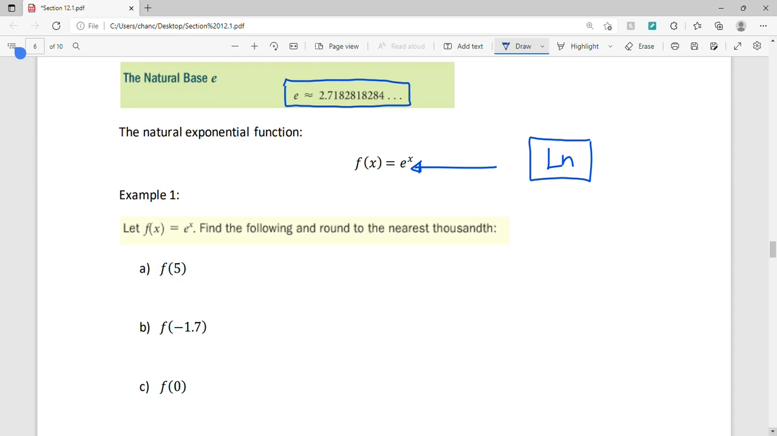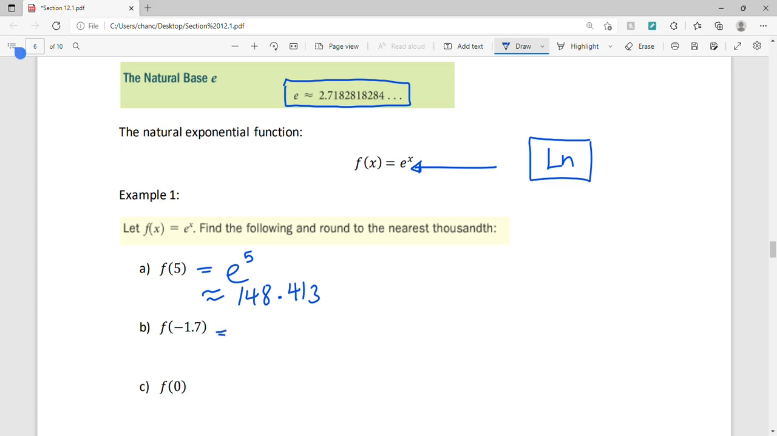So let's try f of 5 for the natural exponential function. In part A, we're looking for e raised to the 5th. I want you to practice with your calculator e raised to the 5th. And e to the 5th, you should get 148.413. Again, double check with your own calculator so you know how to use it for e.